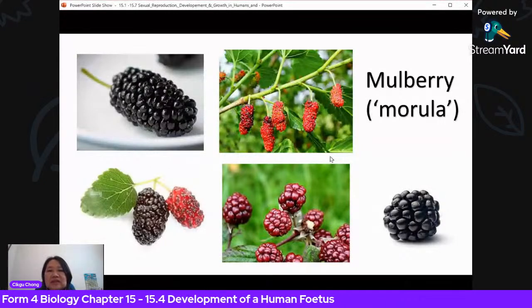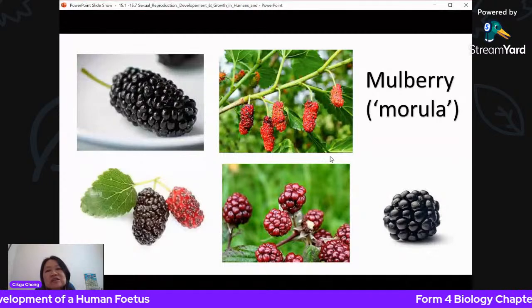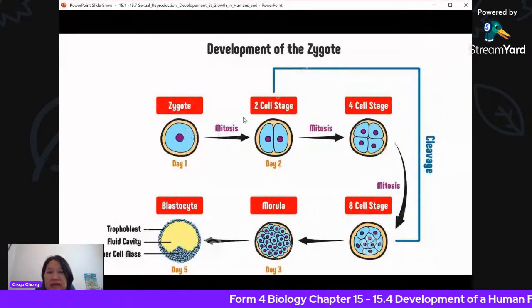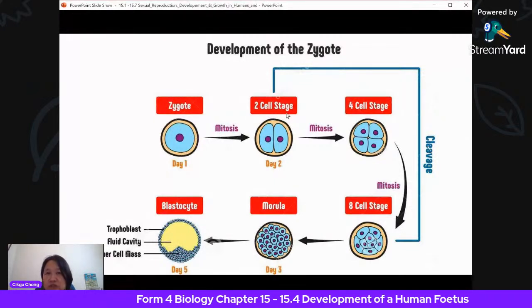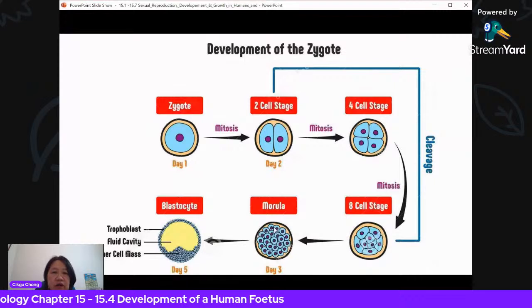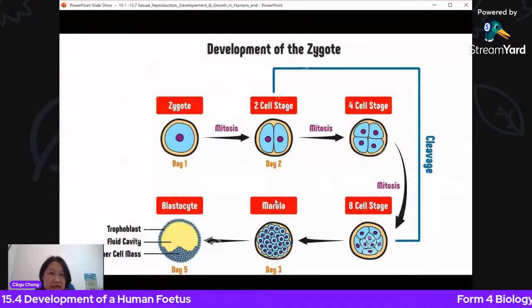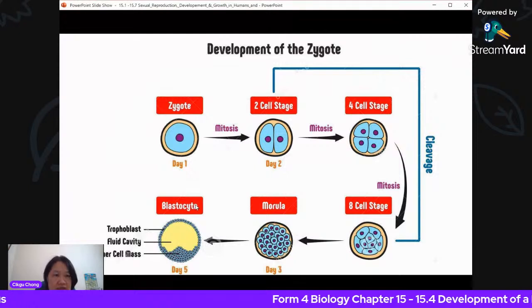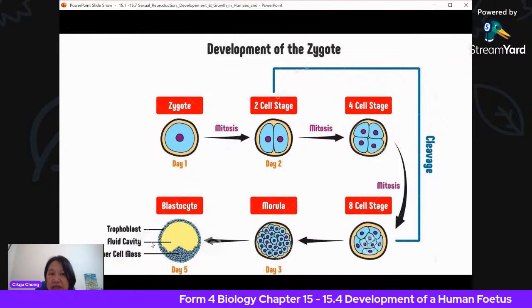All right, let me let you see this progression. Again, zygote day 1 after fertilization, and then later on you get 2 cell stage, 4 cell stage, 8 cell stage, and then after that you have morula, which is the 16 cell stage onwards. Then you will have the blastocyst. So you can see these 3 names here.